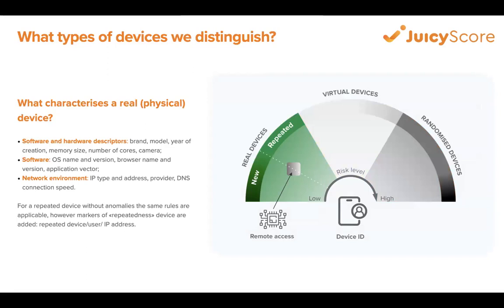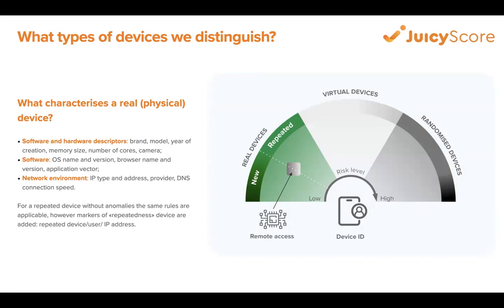Speaking about physical device, a supporting element of this technology is a set of instruments which allows us to identify different variations in randomization and virtualization. The device itself is the aspect of distortion in the process of device authentication.